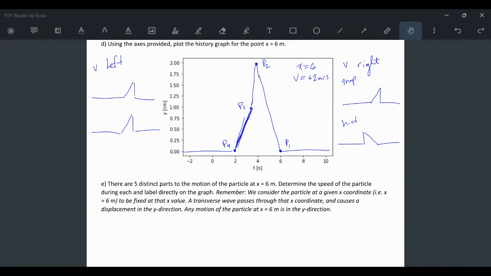There's a particle at x equals 6. We consider that particle to be fixed at x equals 6 in terms of the x direction. It doesn't move left, it doesn't move right. But when the wave passes through it, it moves up or down.